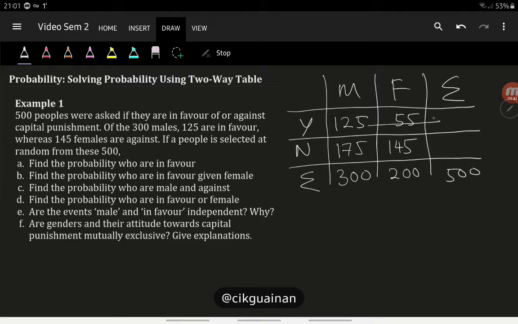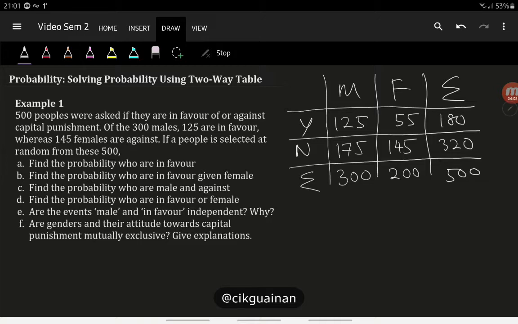And then we total them up this way. So 125 plus 55 is 180, and this one is 320. Let's see, 300 and 200 total up to 500, and 180 and 320 total up to 500. So all good, everything tallies with each other. So this table is correct.